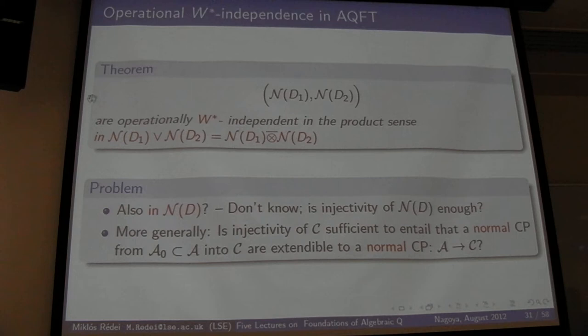Another proposition: these two are operationally W-star independent in the product sense in the generated von Neumann algebra, which is isomorphic to the tensor product, because the split property holds. And then here's the question: are they also W-star independent in the product sense in the large cone? And to this, I don't know the answer, because I was asking, is injectivity of M(D) enough? And clearly, a priori, it's not enough, right? And here was my question out of ignorance. Is injectivity sufficient to entail that normal CP maps from a subalgebra are extendable to a normal CP map? And the answer to the question is no. And therefore, it's not trivial whether the W-star independence holds in the product sense in the way it holds for C-star independence, for the cones.